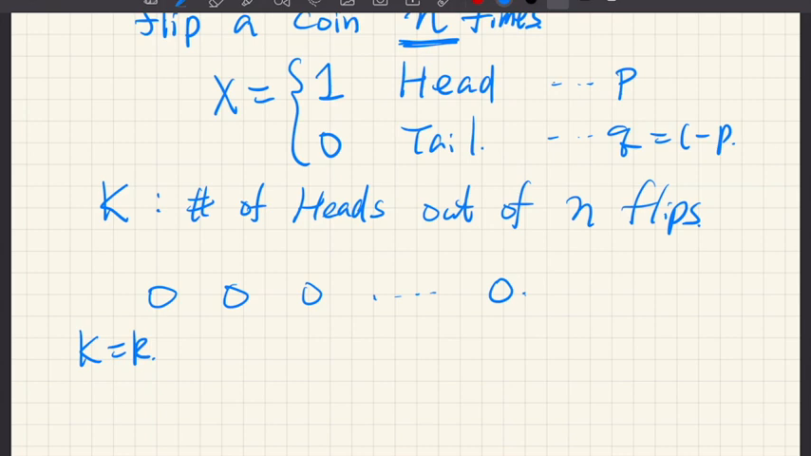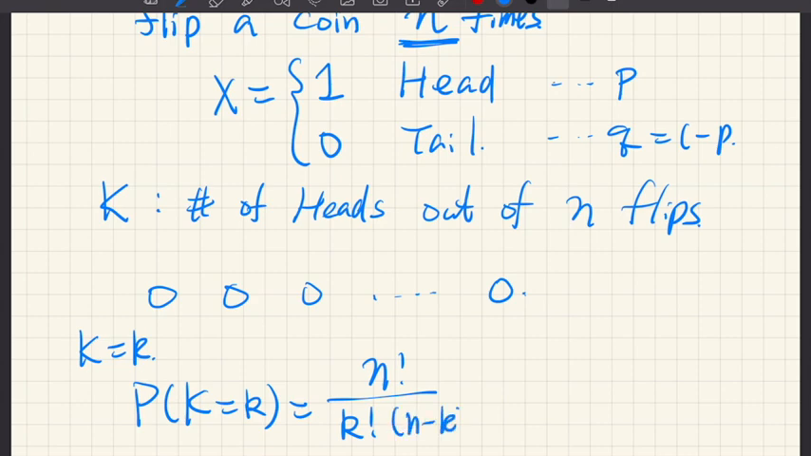Okay, this probability is given by this formula. So, n factorial by k factorial (n minus k) factorial. So this is the number of combinations of having k heads out of n flips, and times p to the power of k and q to the power of n minus k.